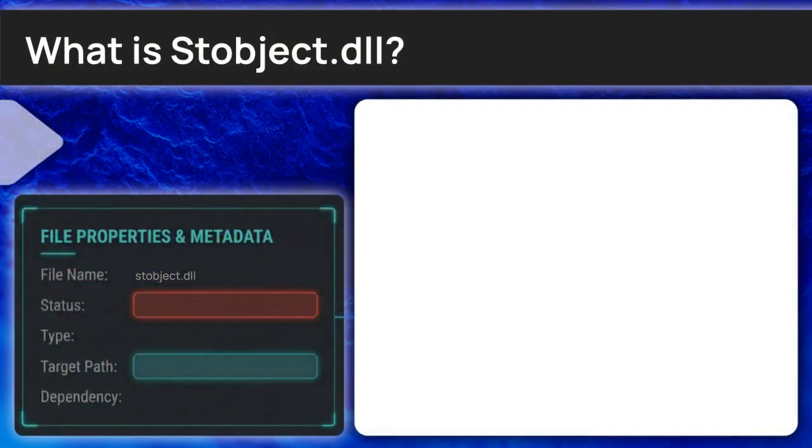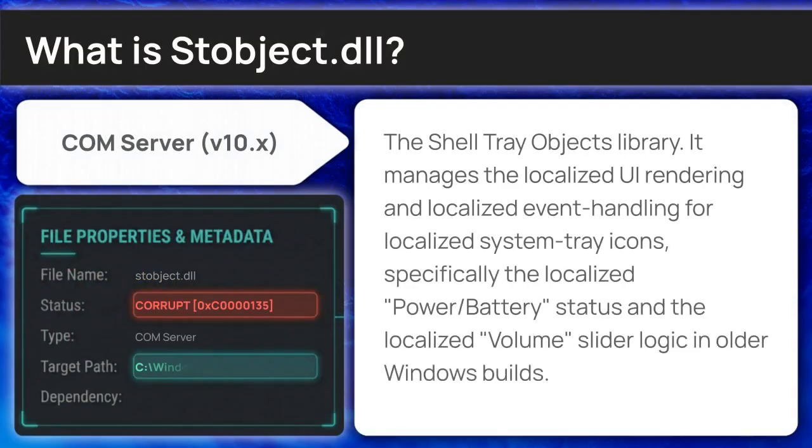This is the Stobject Library, the Shell Tray Objects Library. It manages the localized UI rendering and localized event handling for localized system tray icons, specifically the localized power and battery status, and the localized volume slider logic in older Windows builds.